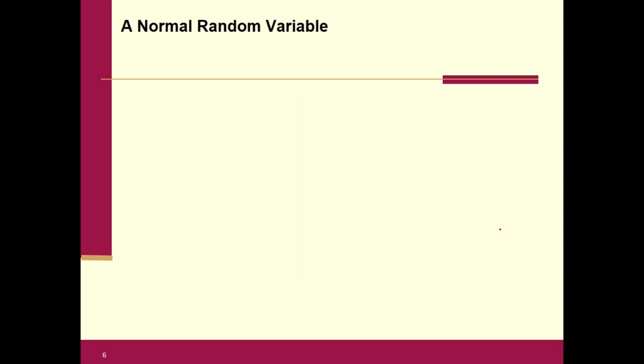So we're going to talk about a normal random variable. A normal random variable is a specific continuous random variable. Just like in 6.3, where the binomial was a specific discrete random variable, the normal random variable is a specific continuous random variable. Okay?